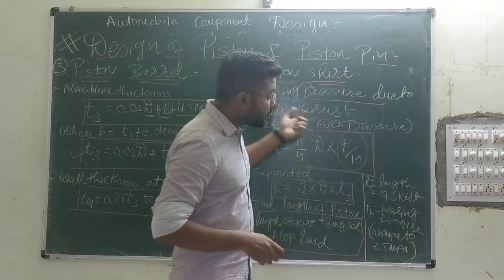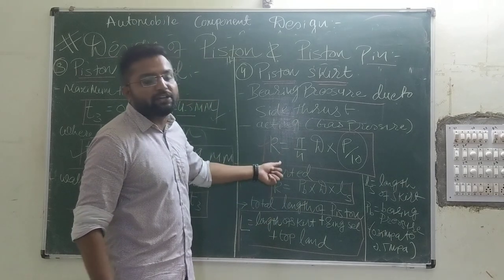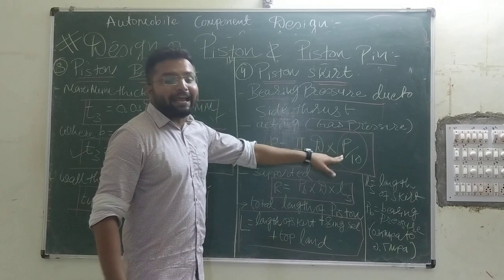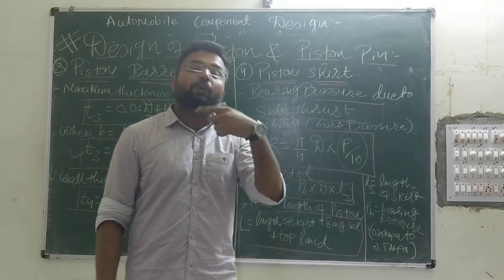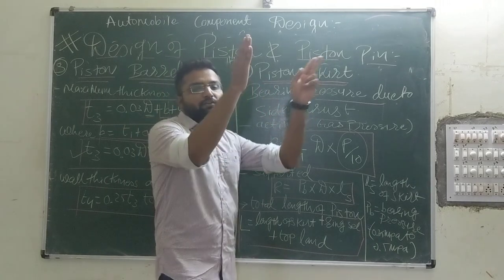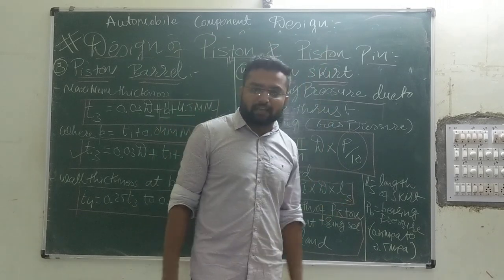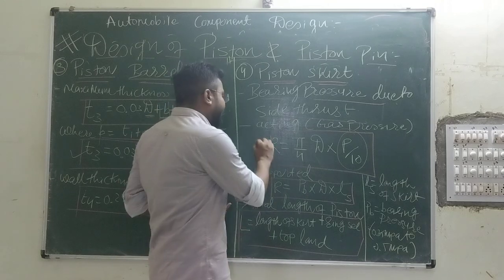It is pi by 4 d into p. But in case of skirt, the side thrust, which I have denoted as R, our pressure will be 10 times lower. Clear? 10 times lower than our original pressure. So it will decrease when it comes to our skirt design compared to piston head design. And this is the acting force.